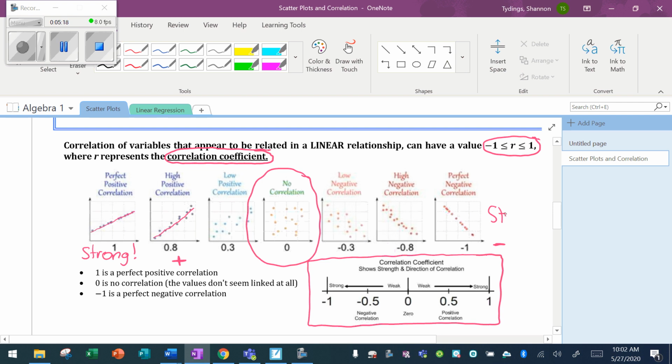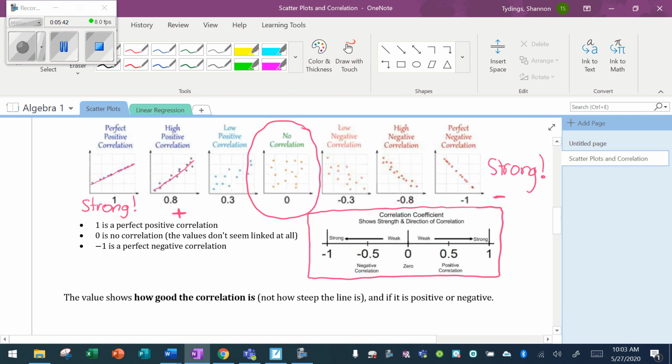So down here, this is also strong. It just would be strong negative. And then over on that left-hand side, that was strong positive. Okay, so those are really the type of things that we need to understand when it comes to a correlation coefficient. It's just telling us how close is your scatter plot to making a line.